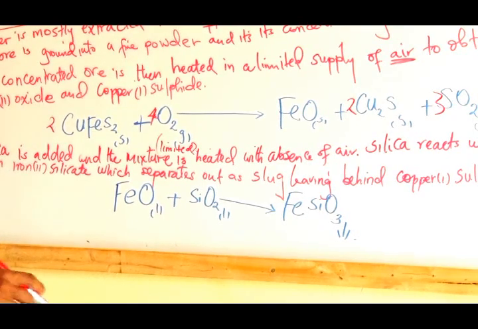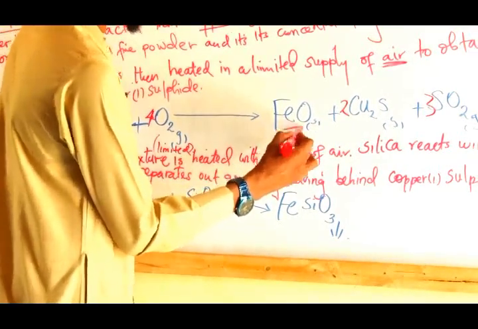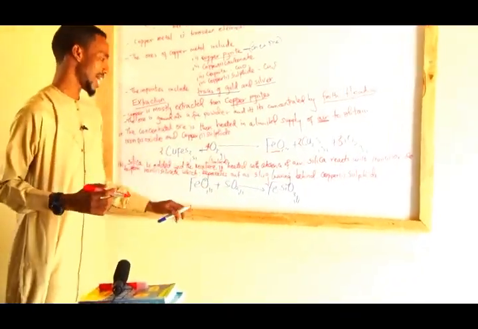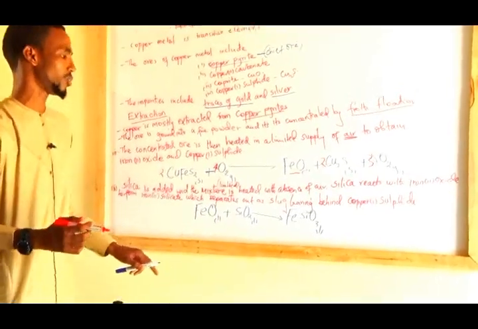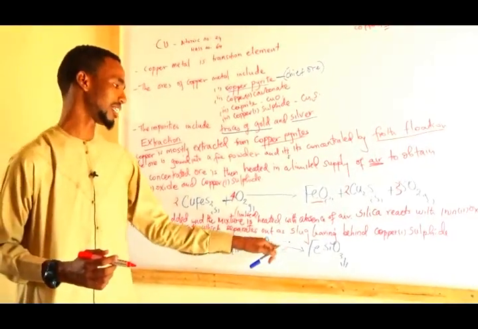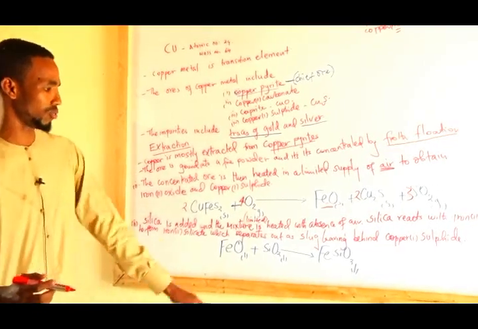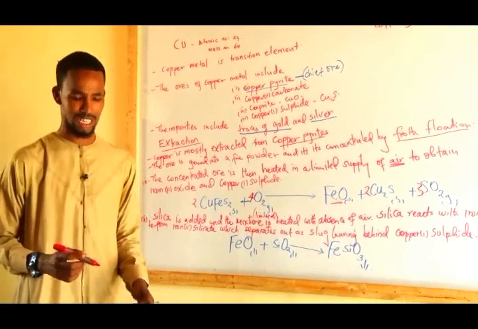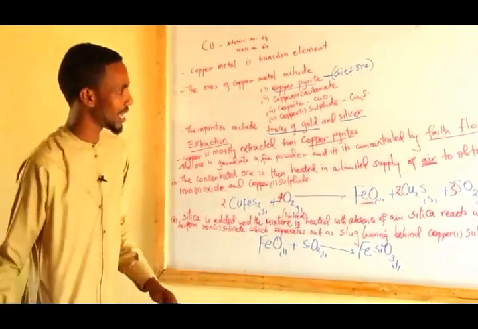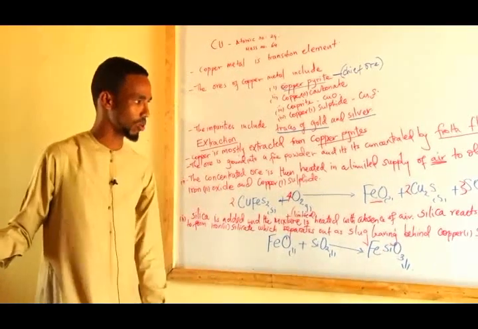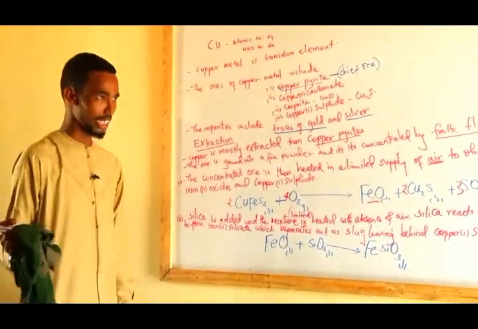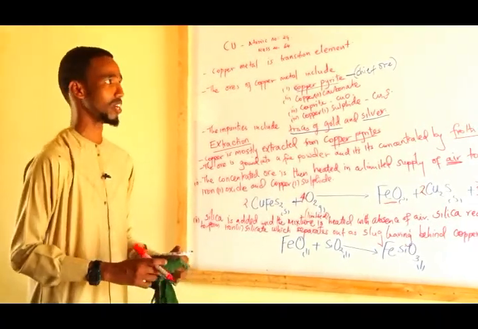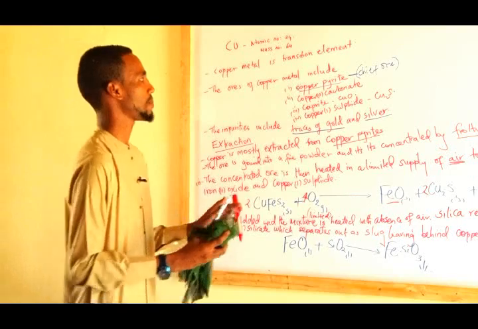So what are you left with now? The iron 2 oxide has already reacted with the silica that you added to the mixture, and you heat it in the absence of air to form iron 2 silicate. Now, the copper 1 sulfide, what do you do with it? It is heated with a regulated supply of air.